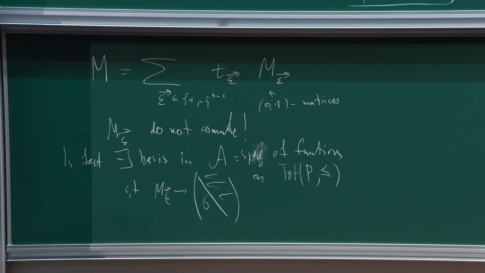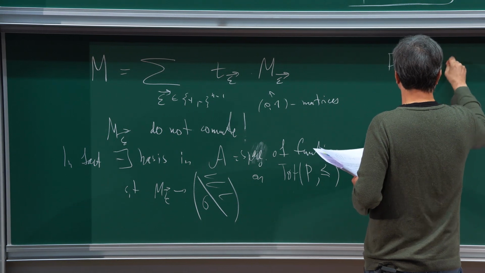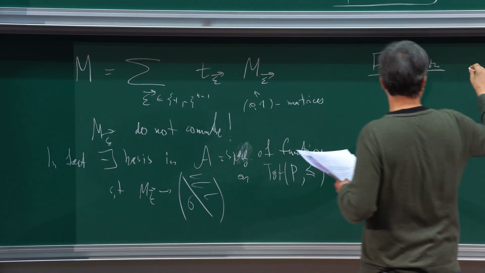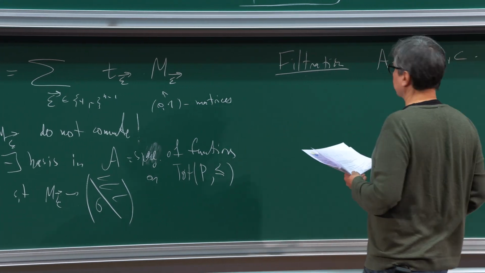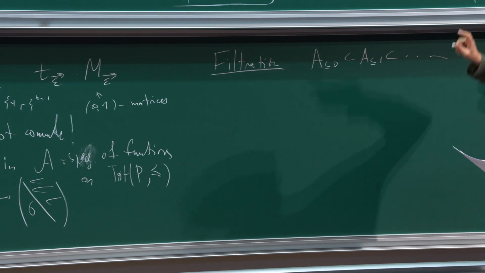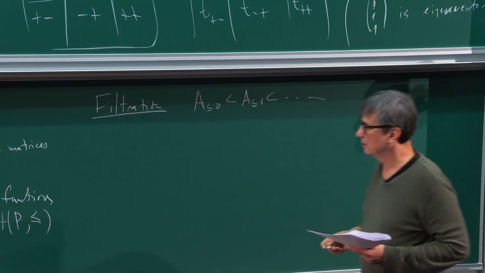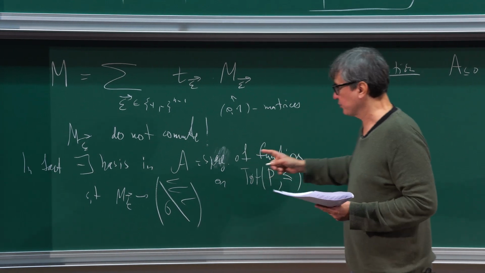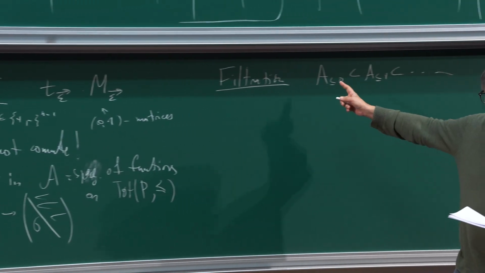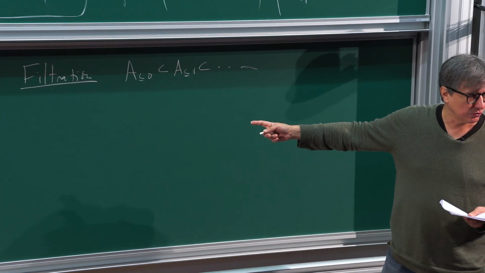Yeah, so it means that you get a certain filtration. And in fact, this is an increasing filtration, A_{≤0} inside A_{≤1}, and so on. You get some filtration on this algebra. But now remember, it's a space of functions. The first term of the filtration is the eigenvector that you know, which is 1, 1, 1.